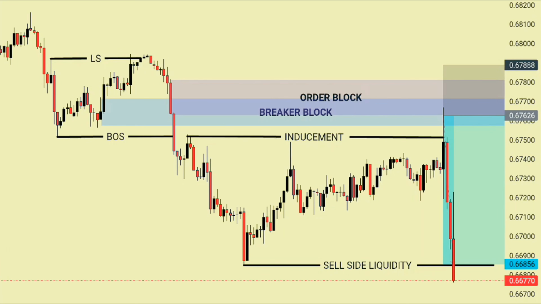Break of structure, liquidity sweep, breaker block, order block, inducement, sell-side liquidity, and a premium entry. This is what smart money trading looks like when you follow the rules and trust the delivery.